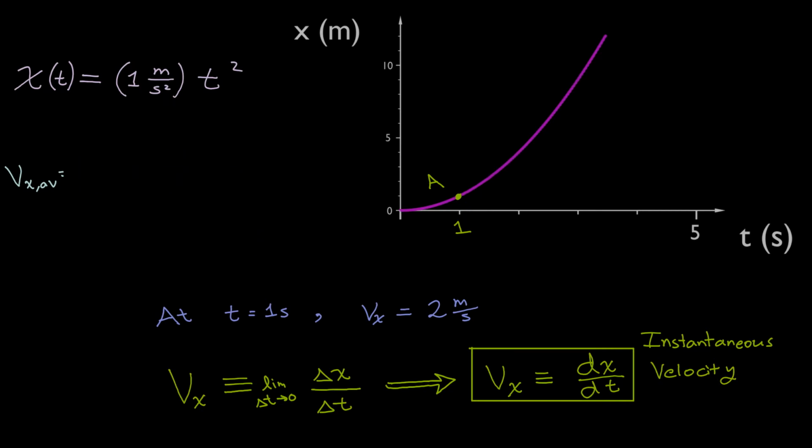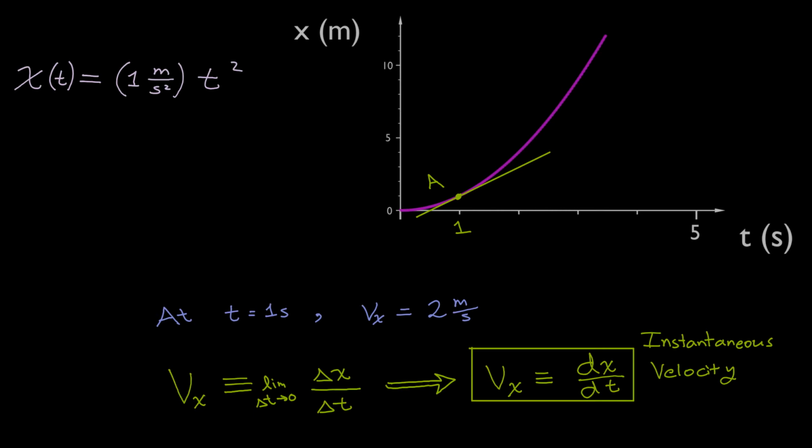Personally, I've never liked this notation, since to me it looks like a fraction, but it's not a fraction. It's the derivative of x with respect to t. You might remember from calculus that the derivative is the slope of the curve. So the instantaneous velocity at point A is just the slope of the curve at point A.